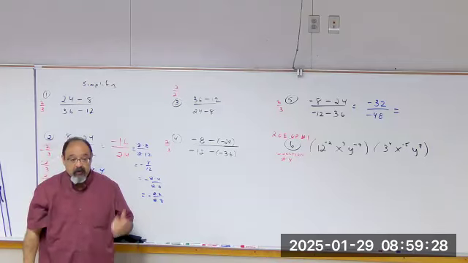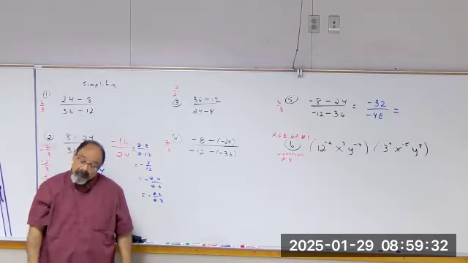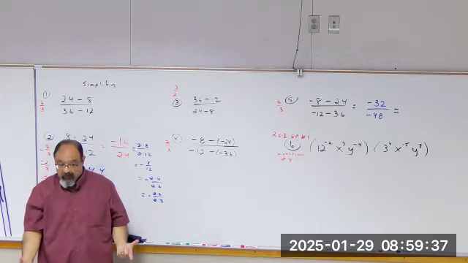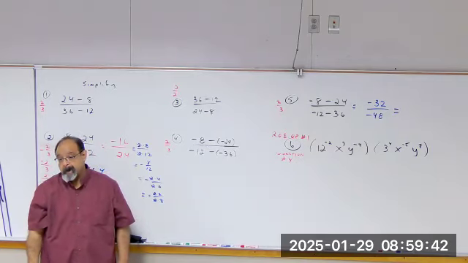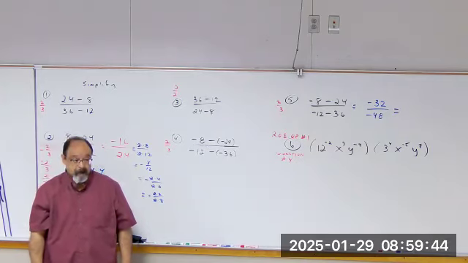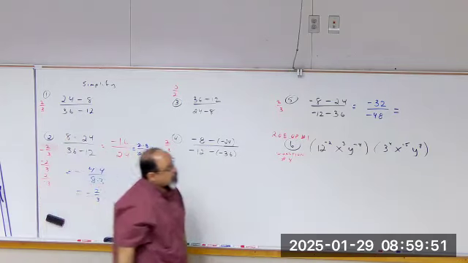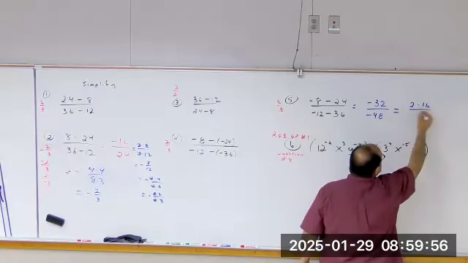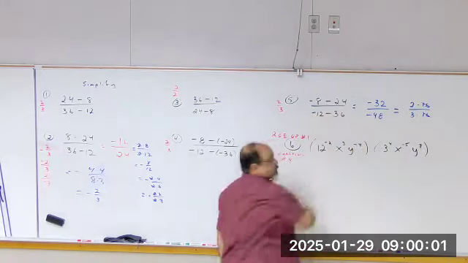What's the biggest number that goes into 32 and 48? That's not the biggest. And that's okay. We can whittle it down with that, and I will do that in a second. But let's shoot for the biggest first. 16. This is 2 times 16. And this is 3 times 16. So that's the answer, 2/3.